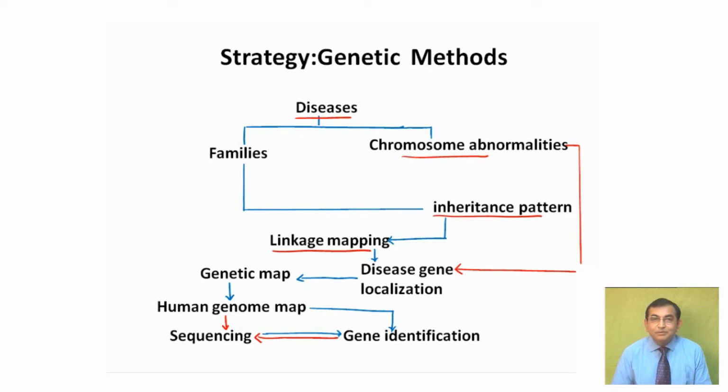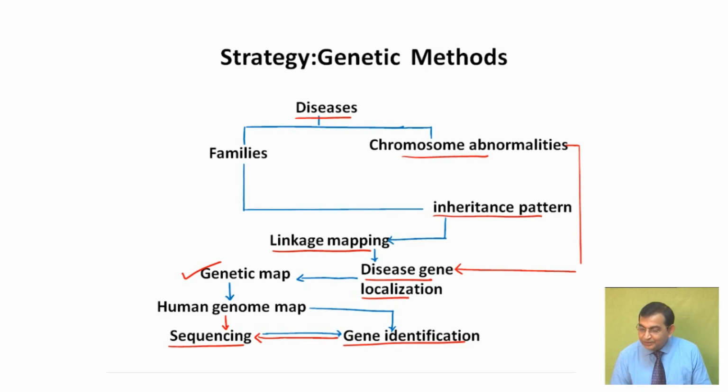From this disease gene localization, a genetic map was constructed. From the genetic map, human genome mapping was done. From the human genome map, gene identification was carried out and large scale sequencing was carried out for mapping purposes. So, combining both these methods, physical methods and genetic methods, human genome mapping was completed.